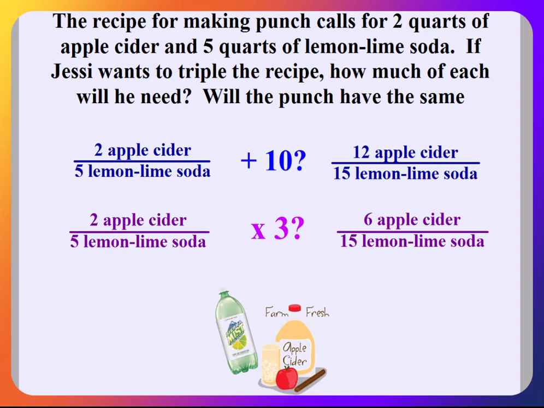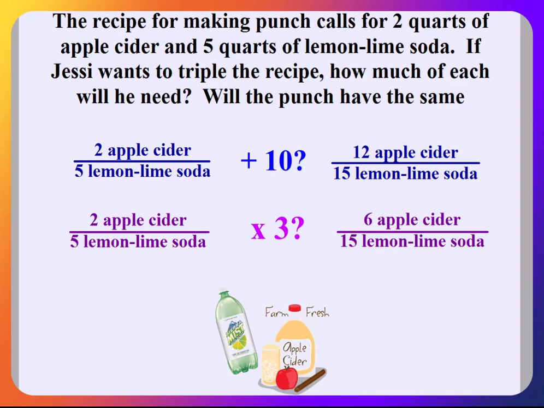We've talked about proportions. So for example, the recipe for making punch calls for 2 quarts of apple cider and 5 quarts of lemon lime soda. That's our comparison. Remember, a proportion is 2 rates or 2 ratios that are equivalent. What are we comparing? Ratios are a comparison of 2 things. We're comparing the apple cider with the lemon lime soda.